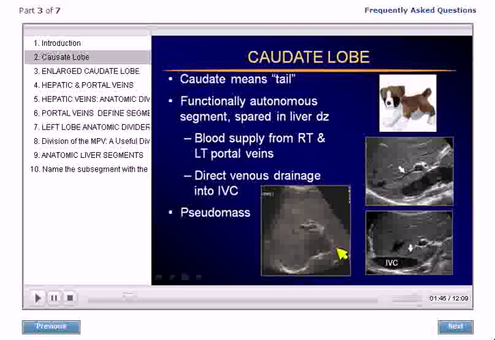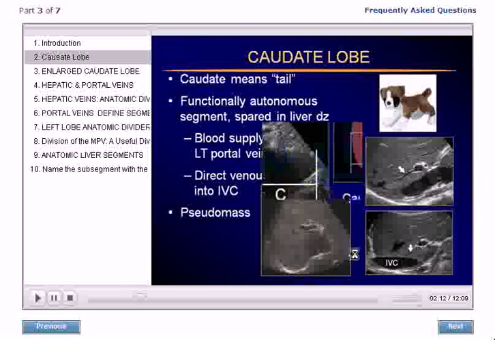What happens with the pseudomass, the ultrasound beam comes through the portal structures and becomes attenuated. So it partially drops out, giving it the appearance of a hypoechoic mass. If you move off of this porta and come in with the beam from different angles, you will see that this is not truly a mass. That's why it's a pseudomass.